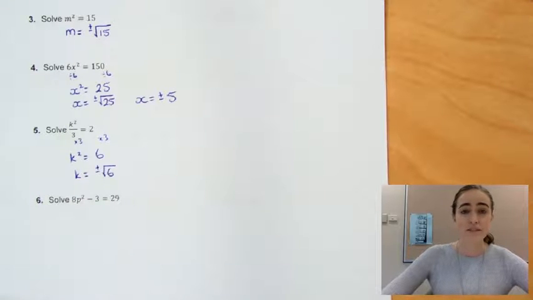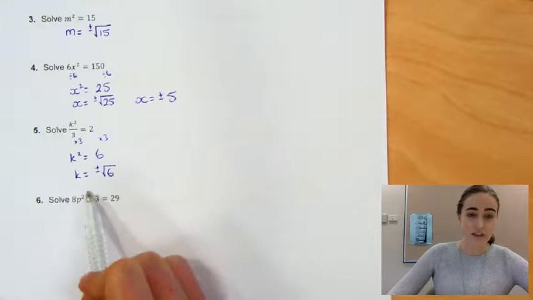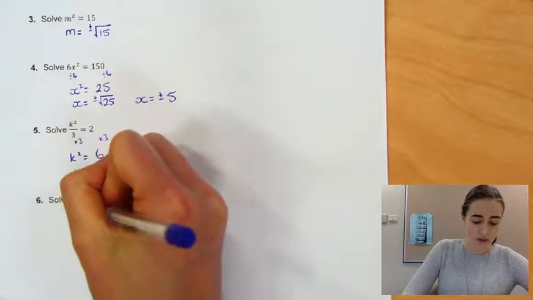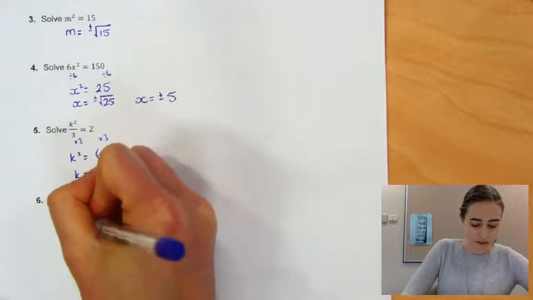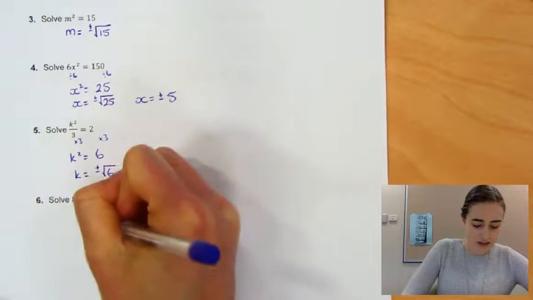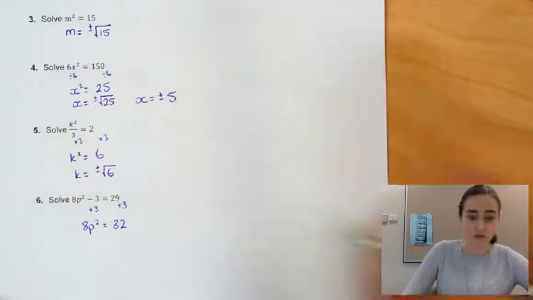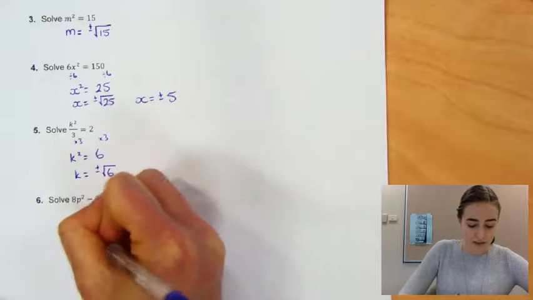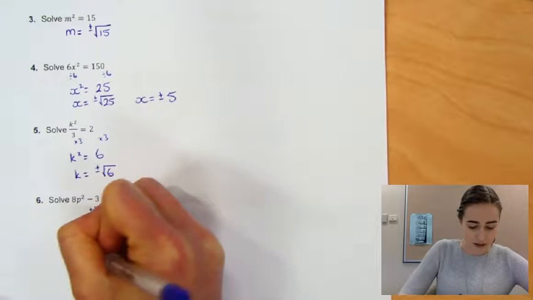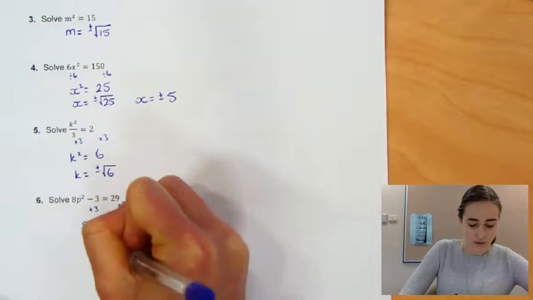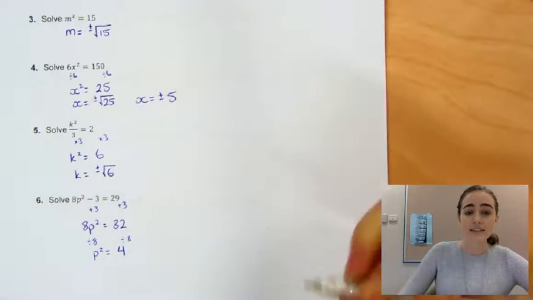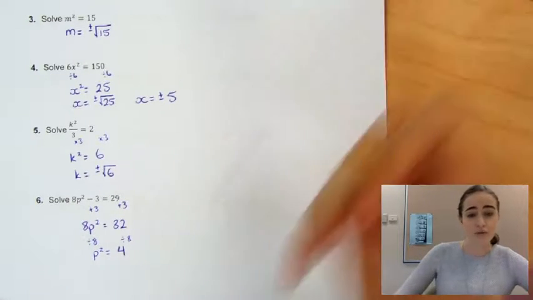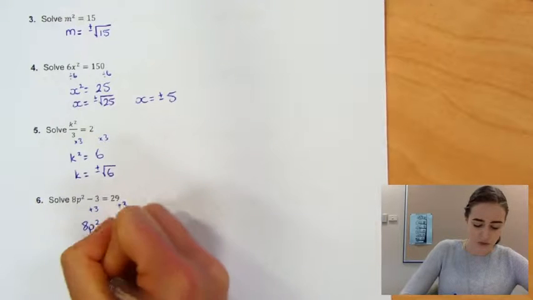There's a couple of steps in this one. The first one, we're going to get rid of that minus 3, so we'll add 3 to both sides. So we'll have 8p squared is equal to 32. Then we're going to divide both sides by 8. And we'll end up with p squared is equal to 4. This is looking very much like our first example now, but the last step is to take the square root of both of those.